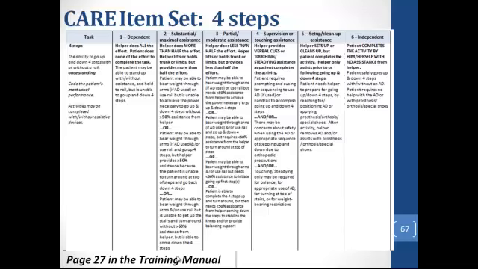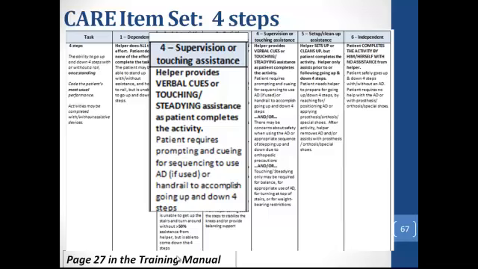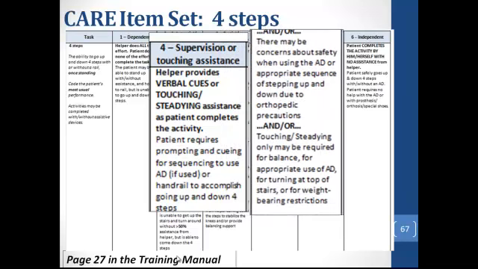A person who receives a score of 4 or supervision or touching assistance would only need prompting and cueing during the activity. Perhaps there are concerns about safety when using an assistive device or the correct sequence of stepping up and down if there are weight-bearing restrictions. Let's look at example number 1.